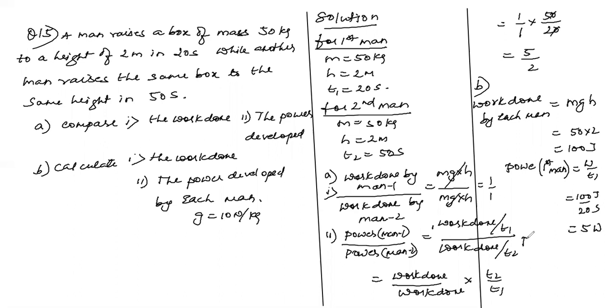Power of the second man is W upon T2. How much is W, children? 100 joules. And he has taken 50 seconds. So this is just 2 watts. So power of the first man is 5 watts, power of the second man is 2 watts. I hope people understood this. Okay, then we go to the next sum.